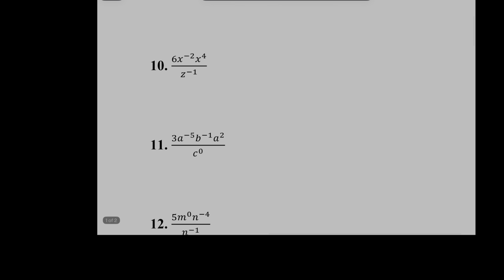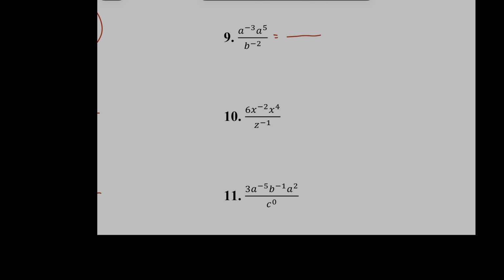Okay, going on now. Number 9. So I notice that I have a's on top. Let's multiply them together. A to the negative 3 times a to the 5th is a squared. And I have b to the negative 2. Now I just want to flip it on top. A squared, b squared is my final answer.